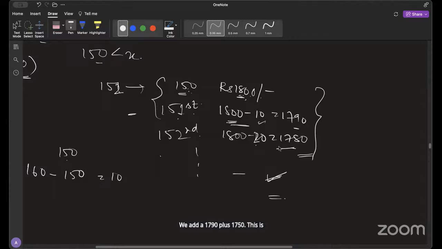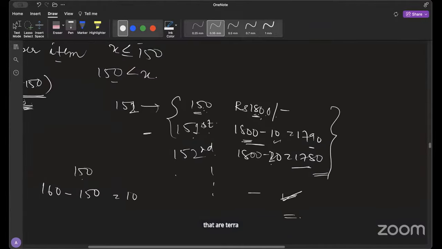We add 1790 plus 1750. This is the actual price the retailer pays. Till 150, it's only 1800, that part's clear, right? After that, the price starts decreasing, and per item it decreases by 10. So for the first item after 150 items, it decreases by 10. For the next item, it decreases by 20. For the 151st item, you'll have to pay this much. For the 152nd item, you'll have to pay this much. On the 152nd item, you get 20 as discount. Then on the 153rd, you get 30 as discount.